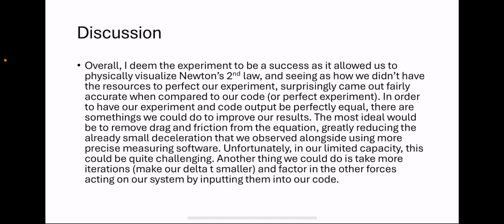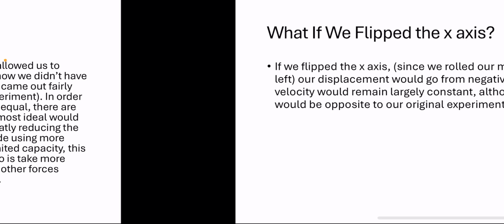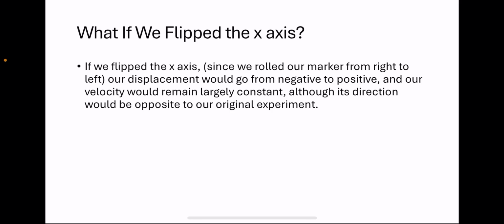In order to have our experiment and code output be more perfectly equal, there are some things we could have done to improve the results, including using better tracking software and maybe more input into our code to more accurately reflect what was happening in real life. If we flip the x-axis, since we rolled our marker from right to left, our displacement would go from negative to positive, and our velocity would remain largely constant, although its direction would be opposed to the original experiment. So the only thing that would change would be the direction, but the magnitude would remain the same.